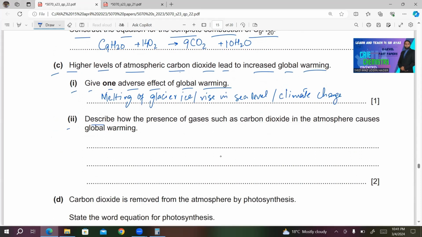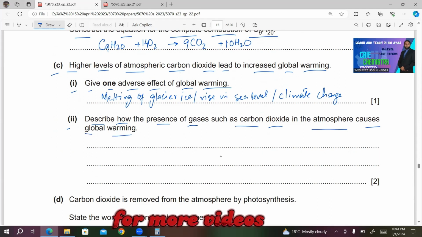Number 2, describe how the presence of gases such as carbon dioxide in the atmosphere causes global warming. Carbon dioxide absorbs thermal energy from the earth and reflects it back to the earth. So in this way, it stops the loss of thermal energy into space.